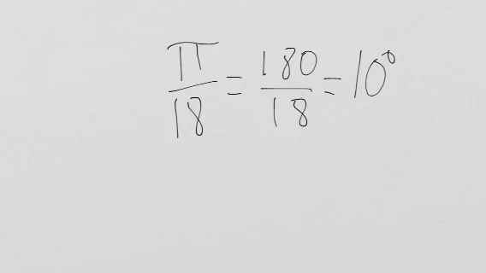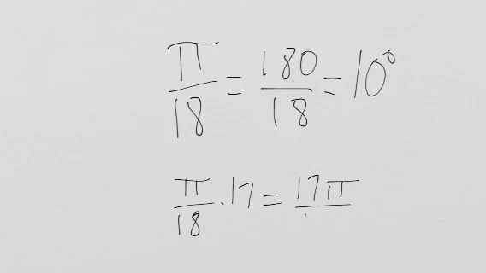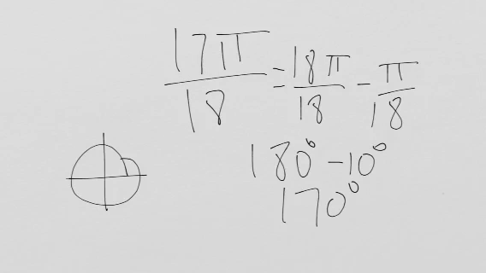Alternatively, if you knew that pi over 18 was 10 degrees from before, you could just multiply that by 17, because pi over 18 times 17 is 17 pi over 18. So if you do 10 degrees times 17, that would give you 170 degrees. So that's 17 pi over 18.